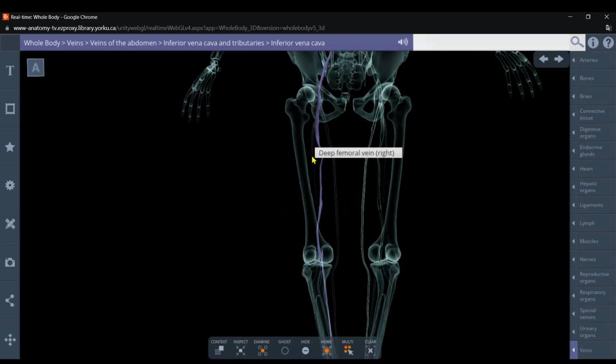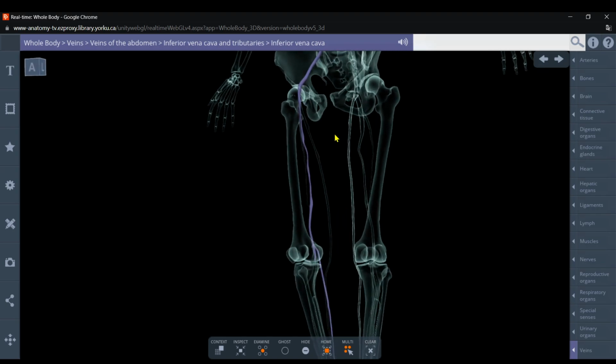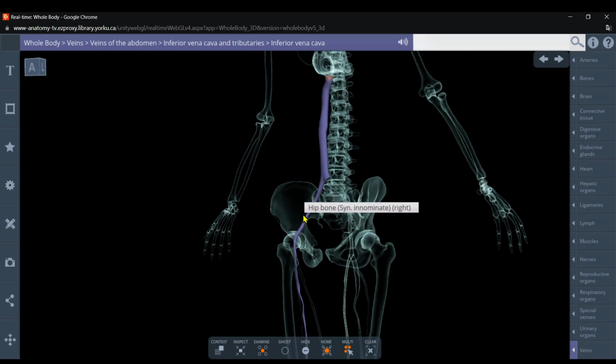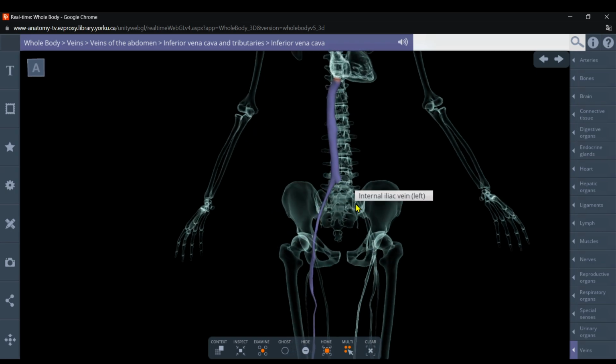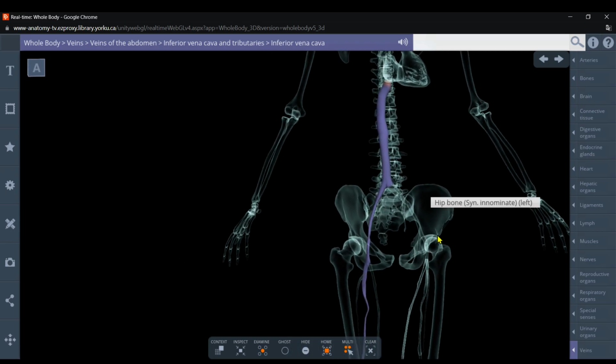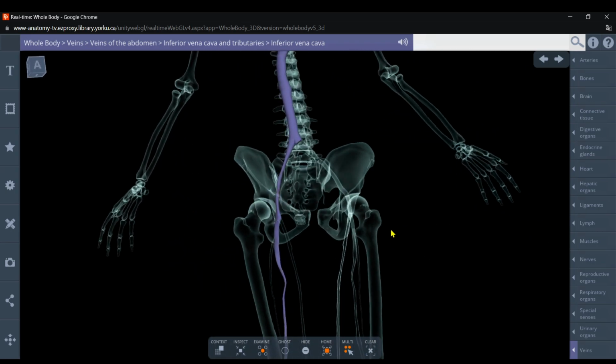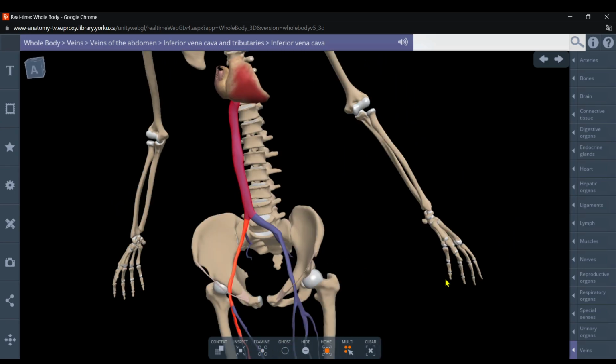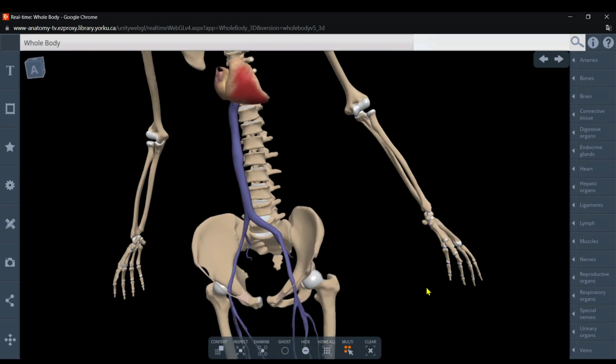Femoral vein will start draining into the external iliac vein, external iliac vein into the common iliac vein into the inferior vena cava. And it's as simple as that, okay? So that is our third pathway covered.